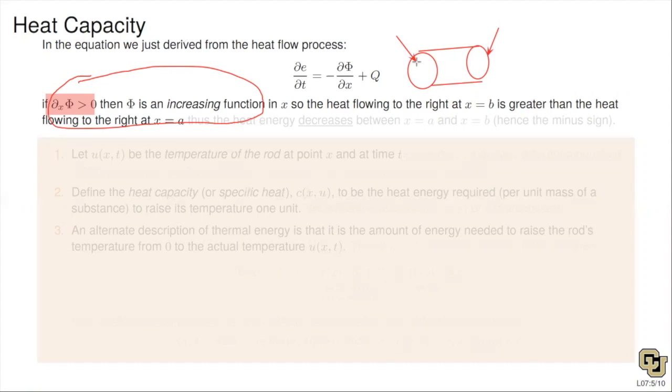So if you assume Q is 0, for example, then we would expect the overall heat energy to be decreasing. Here, if the derivative is positive, the heat energy will be decreasing according to this equation, and it fits what's happening physically, because phi at B is greater than phi at A. So the rod is losing heat energy. So we expect the rate of change of the heat energy to be negative, which it is here.